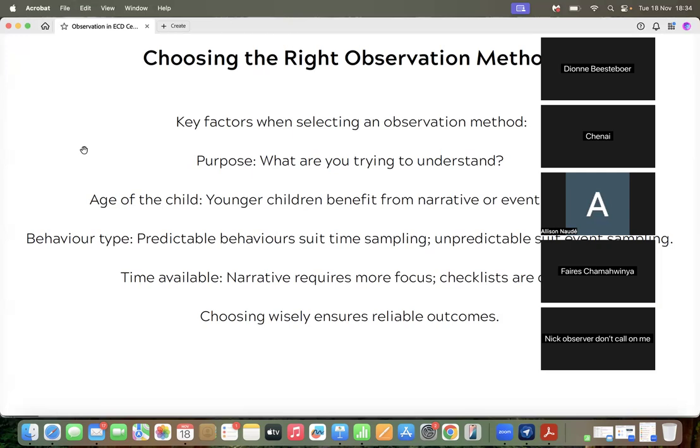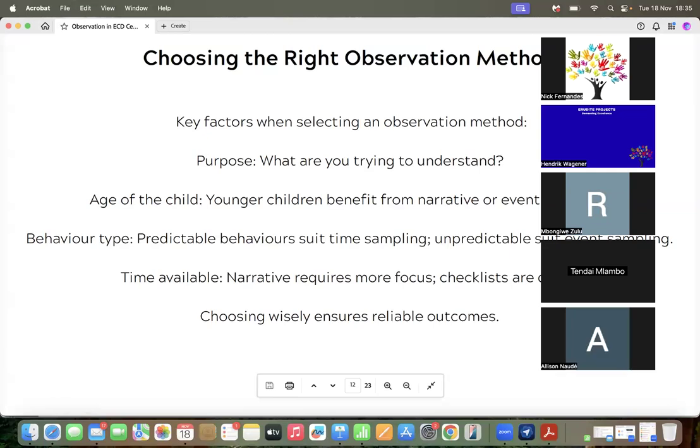The behavior type: predictive behavior suits time sampling, unpredictive behavior suits event sampling. Unpredictive behavior, we said, is the tantrums, the biting, and the bullying. And then time available: narrative requires more focus, so a checklist is the quickest way if time is limited. Choosing wisely ensures the correct outcome. If you want to track tantrums, which method would you use? That's just the question that I've got. If you track tantrums, which method would be the best for you?